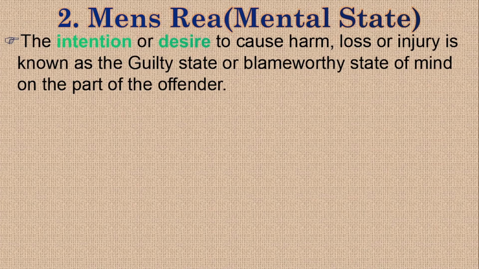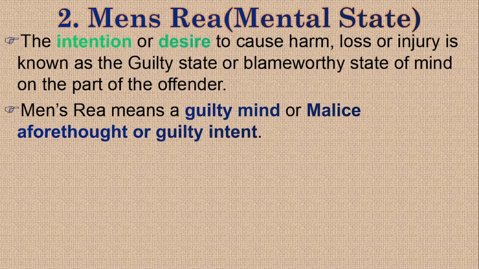The first one, we're looking at the physical act that you do in committing a crime. Here we're looking at the mental state, the mind of the person who was committing the crime. So here we're referring to the intention or the desire to cause harm, loss, or injury on the victim. And when I say victim, I'm referring to the person that was offended. We can also say it is the guilty state of mind, the blameworthy state of mind on the part of the offender. So in other words, mens rea means a guilty mind, malice aforethought, or guilty intent.